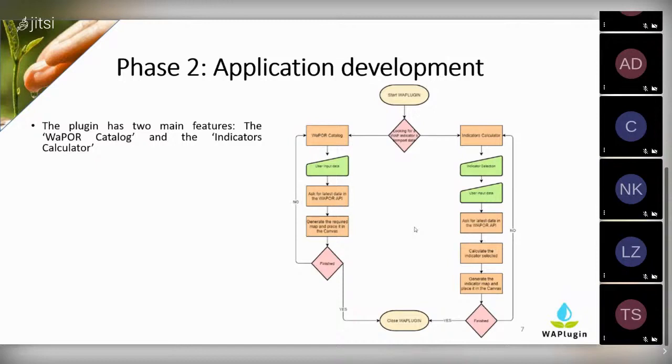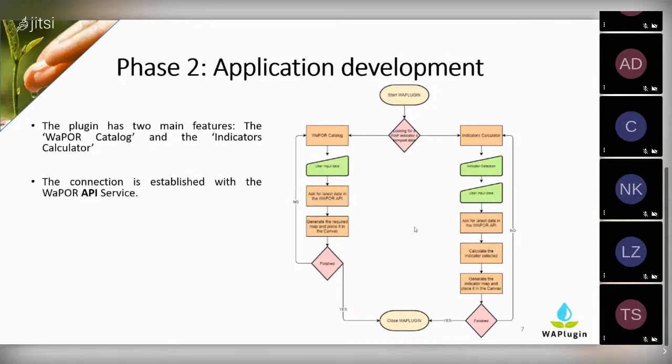So first, the user has to select which indicator he wants to compute. Then he has to introduce some input data like the localization, date, resolution, among others. And if it is required by that specific indicator, the user also has to introduce some other input data. Based on that, the plugin will calculate the indicator by itself, and then it will create a map that will be brought into the QGIS canvas.